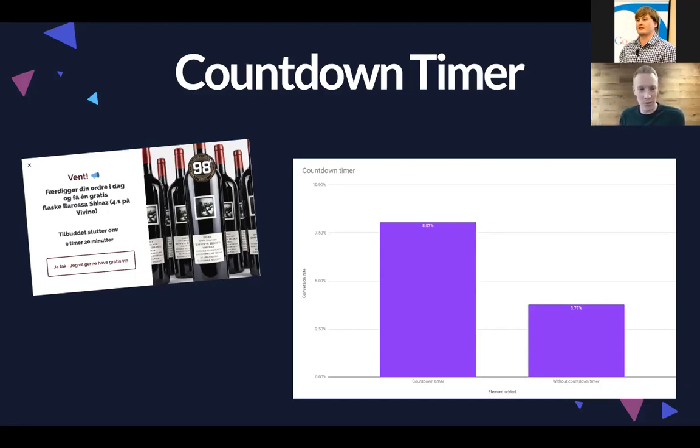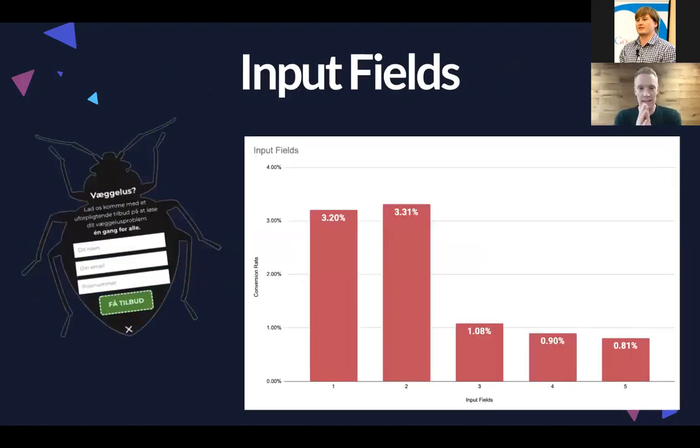And countdown timers is these, again, this is in Danish, but it says here that finish your order today and you'll get a free bottle of Barossa Shiraz. The offer ends in 9 hours and 10 minutes. So that's the countdown timer, countdown while you see the pop-up. So this kind of urgency element just works very well. So if you have a kind of campaign or a content where it makes sense to show this, try to test it out.